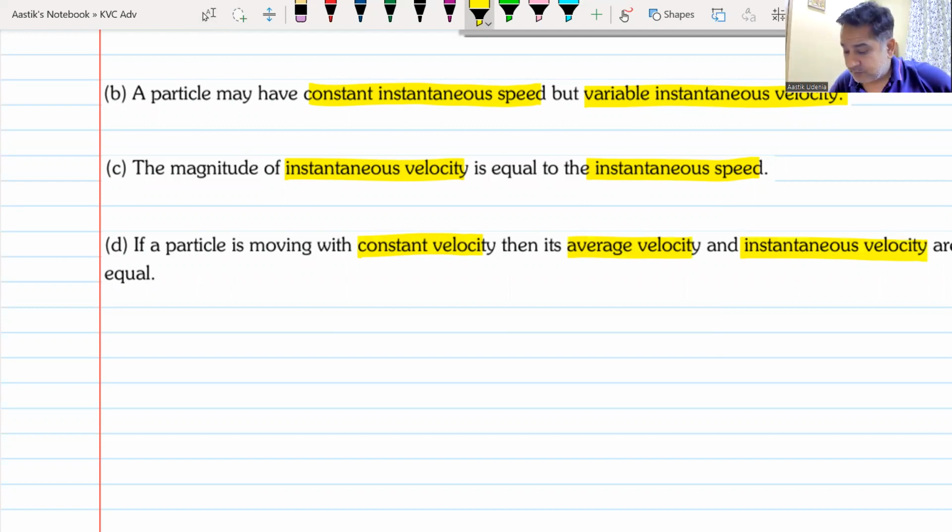Then we can come to this point, and we will do an example for this point so that you understand it.